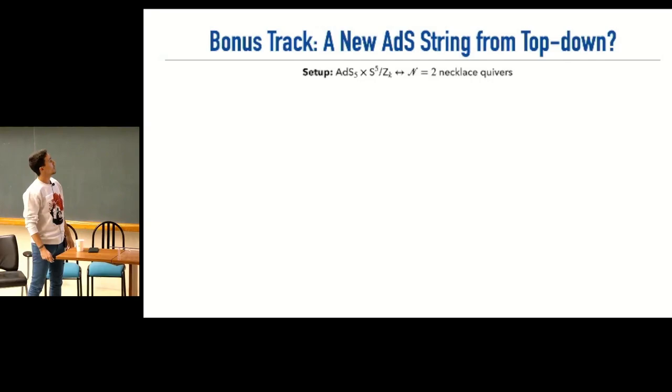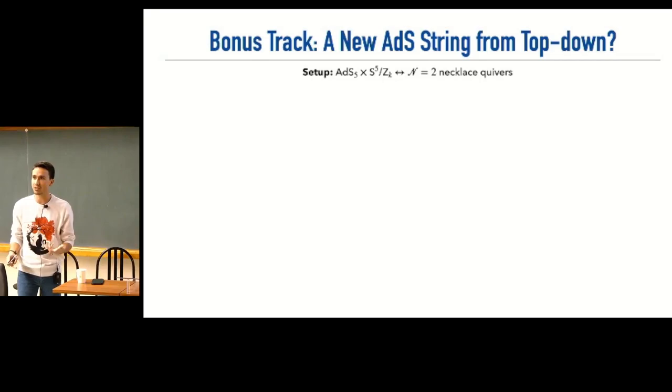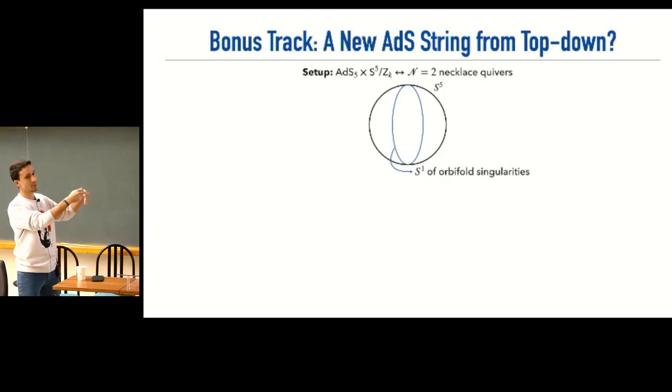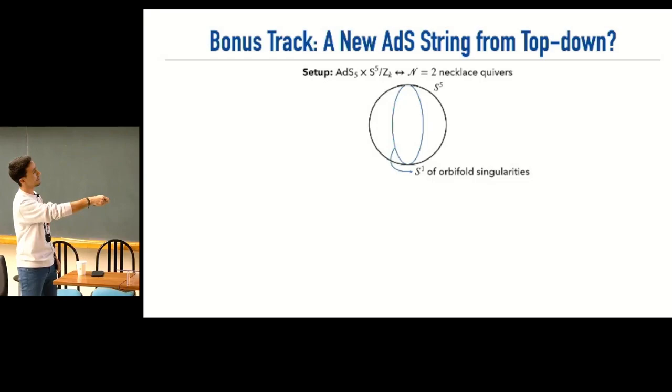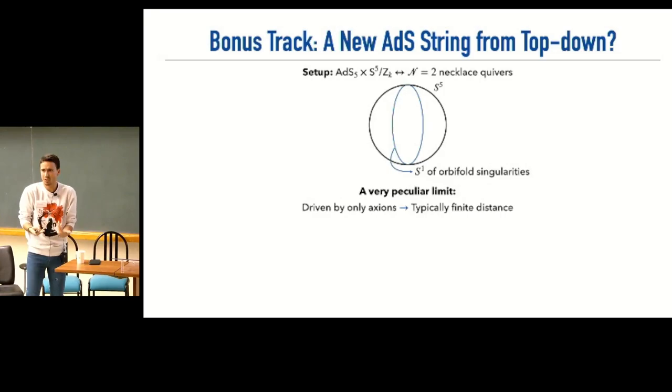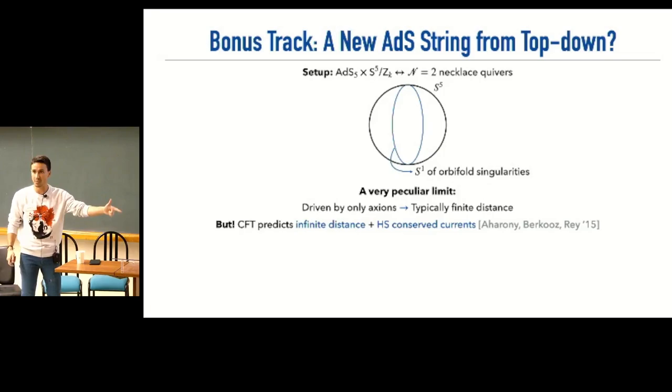To finish very, very quickly, let me just point out a candidate for one of these new strings from the top down, and it is that in this setup, you have just an S5 plus a compact manifold K, and the K is an S1 for the first one. And then there is a very particular limit that is only driven by axions, that is a limit that you would typically consider to be at infinite distance, but then you go to the CFT, and the CFT predicts infinite distance and higher spin, so the CFT is some deformation.